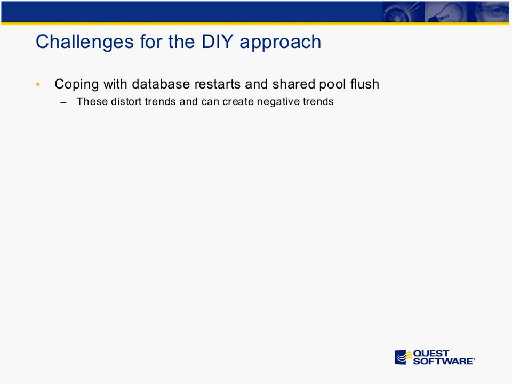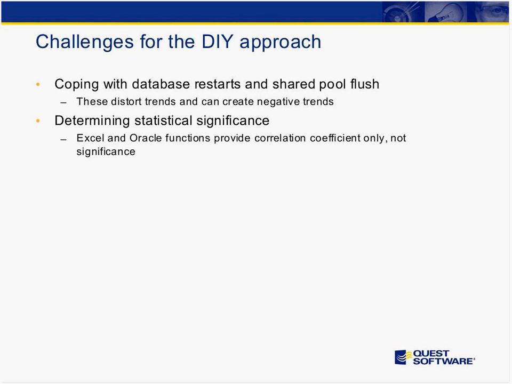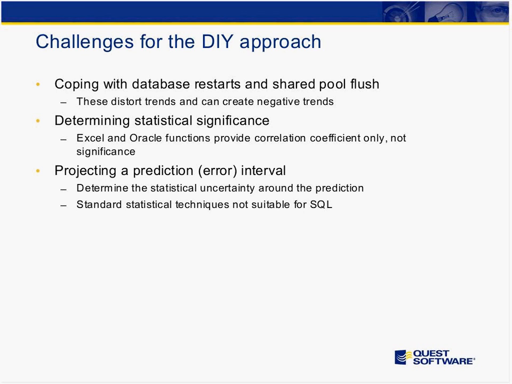For this do-it-yourself approach, you are dealing with the database restarts and pool flushes. You have to figure out where these are and throw out the anomalous data. Determine what's significant and what is insignificant correlation. Bring in this error interval. If we fit, how accurate do we think that fit is? How closely aligned is the data, even if there is a curve? Is it a range of possible values? Does it have noise in it?